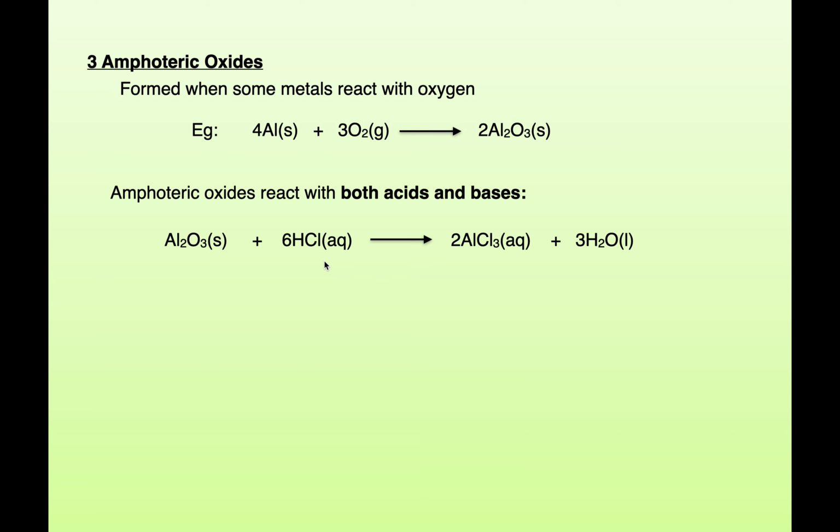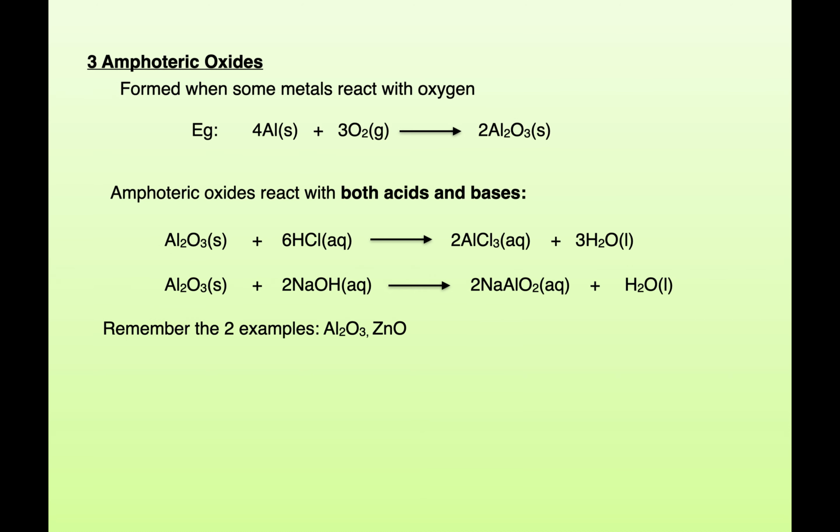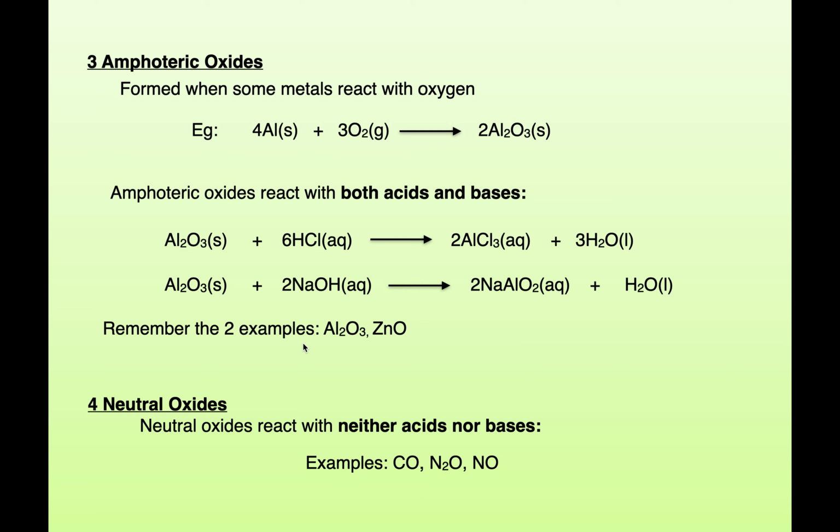I balanced it for you. But also, it can do this. It can react with sodium hydroxide to form sodium aluminate. We saw this in the process of electrolysis and extraction of aluminium. In order to remove aluminium oxide from the ore, we use sodium hydroxide, and that dissolves the aluminium oxide as sodium aluminate. So we've seen that reaction before. It reacts with both acids and bases, so it's amphoteric. Two examples you really should remember are aluminium oxide and zinc oxide.